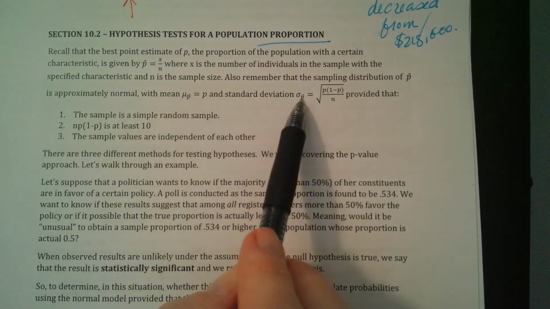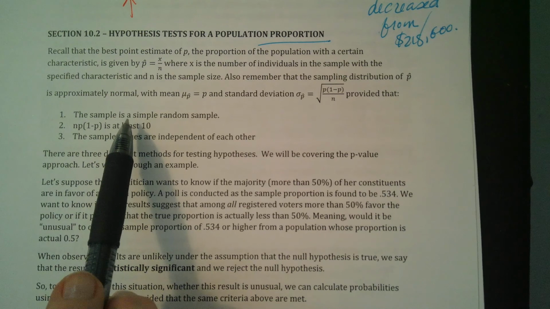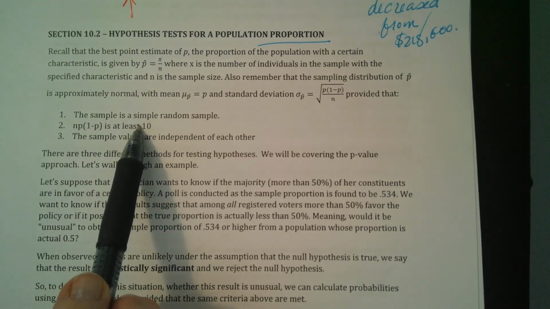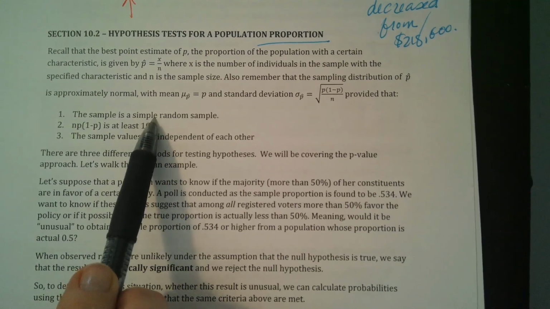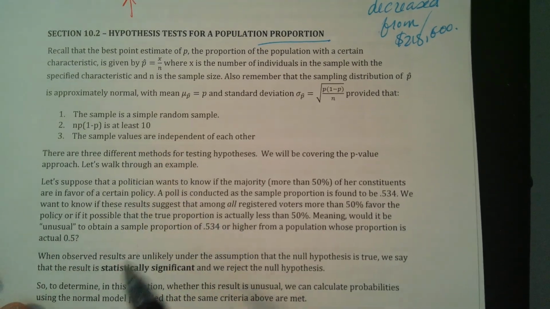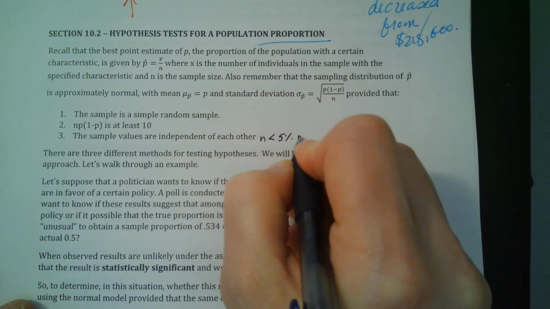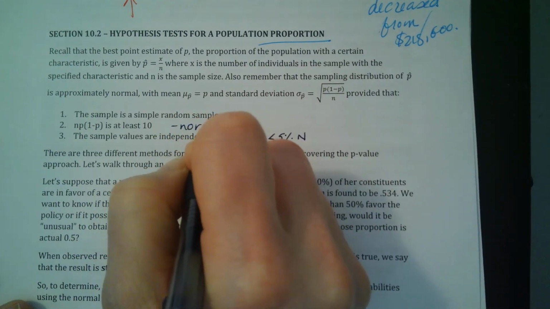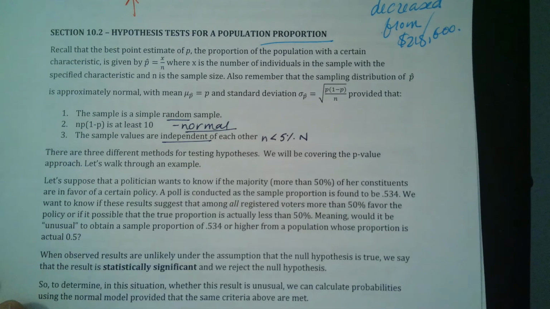The mean and the standard deviation will be given. So we also have to provide that np(1 minus p) is at least 10. That's what provides that it's normal. The sample has to be randomly selected, and all of the samples are independent of each other, meaning n is less than 5% of the total population. So we need to prove those three things. It has to be random, normal, and independent.